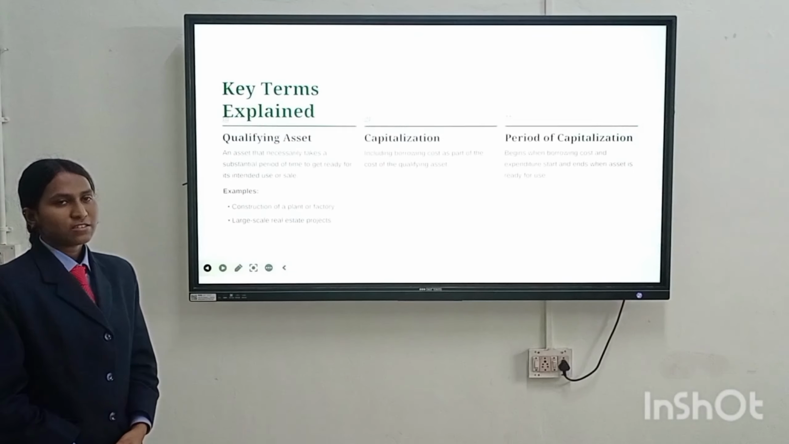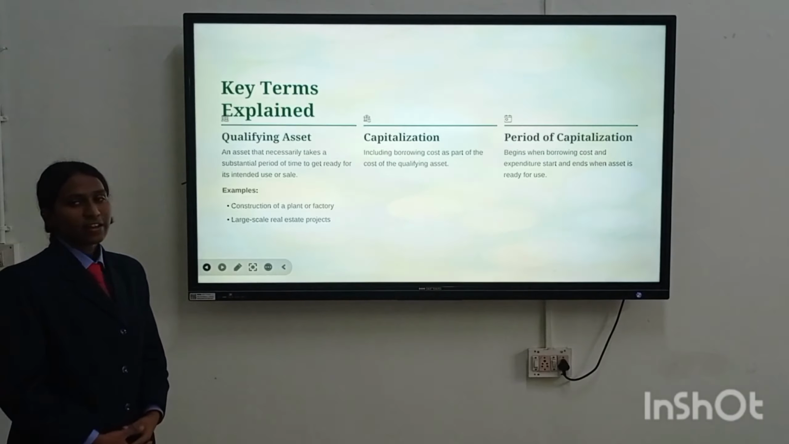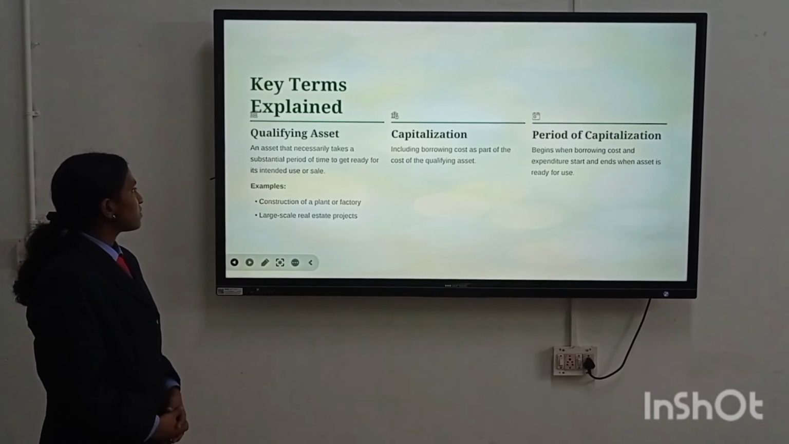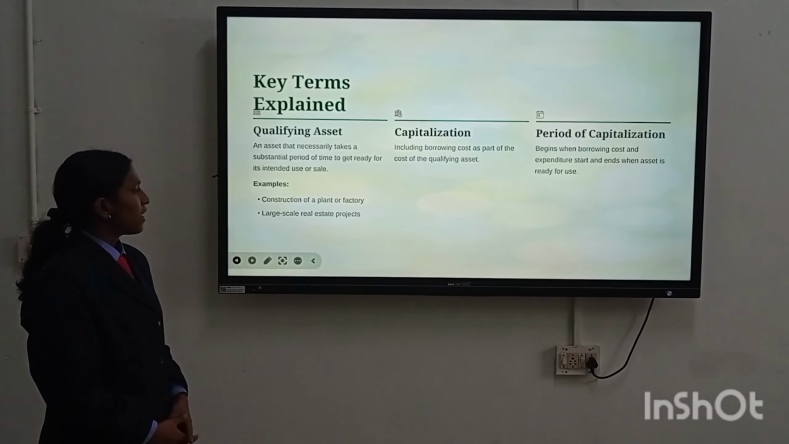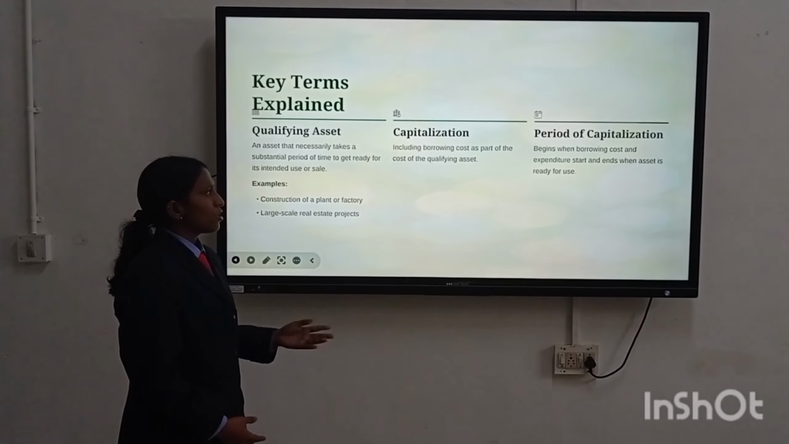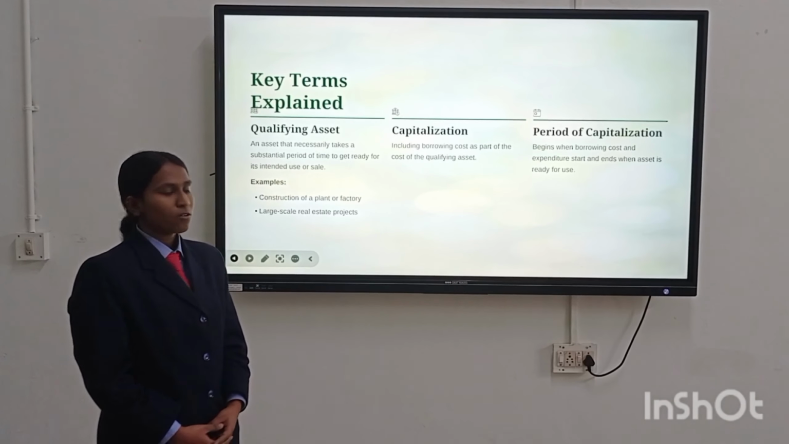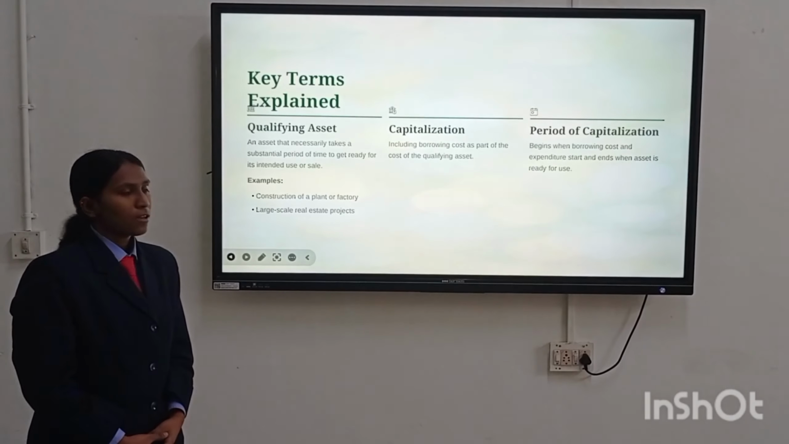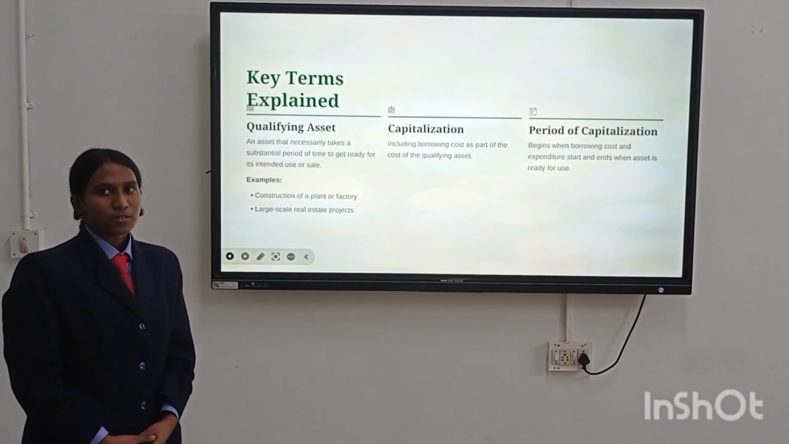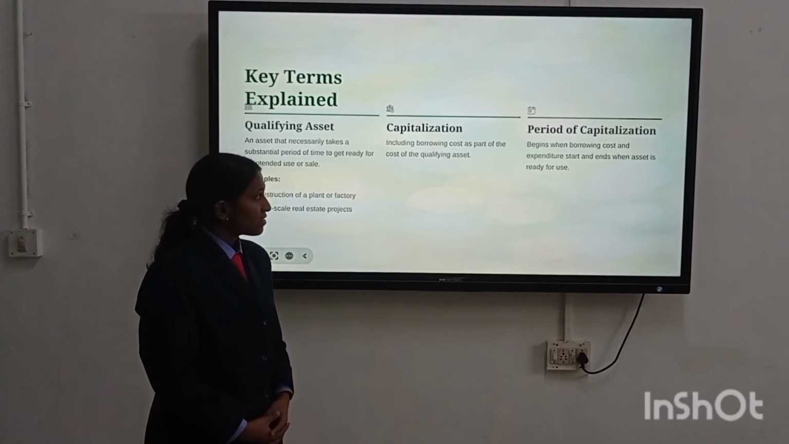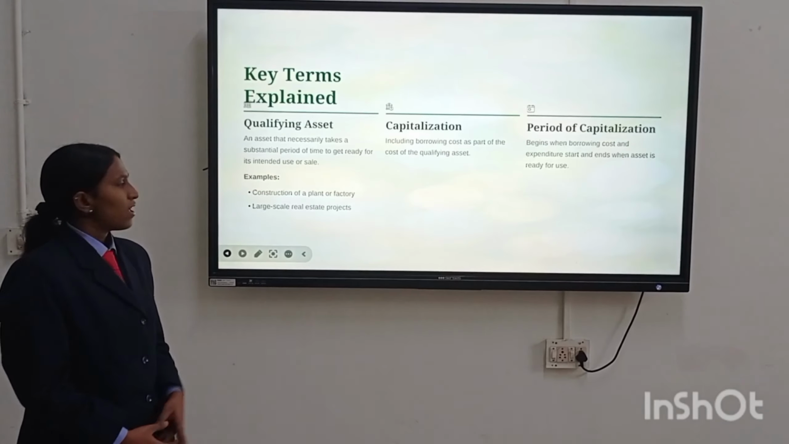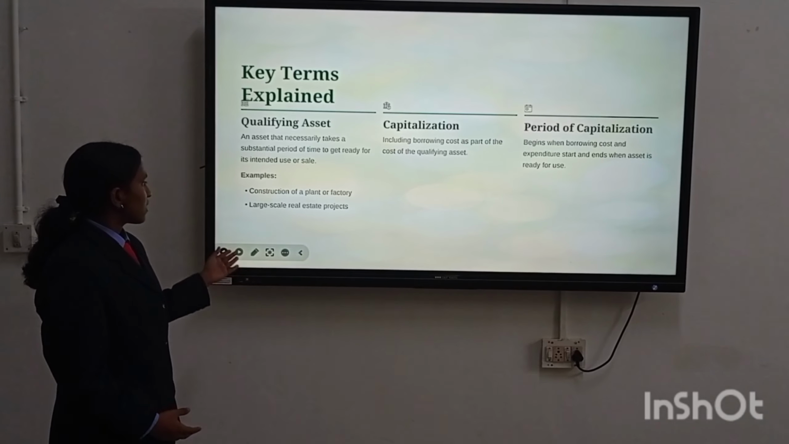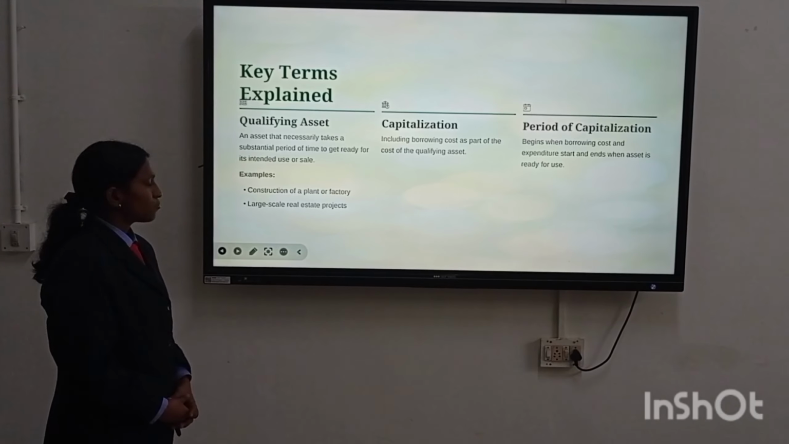The key terms of AS16. First one is qualifying asset, an asset that necessarily takes a substantial period of time to get ready for its intended use or sale. And second one is capitalization, including borrowing cost as a part of cost of qualifying assets. And third one, period of capitalization, begins when borrowing cost and expenditure starts and ends when asset is ready for use. Example: construction of a plant or factory, and second, large scale real estate project.